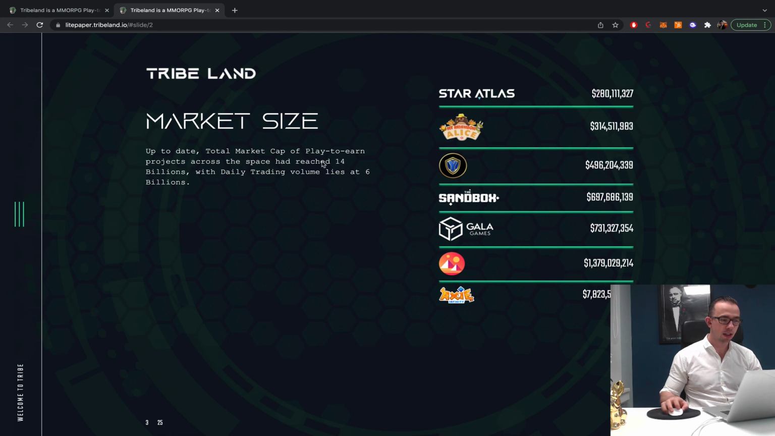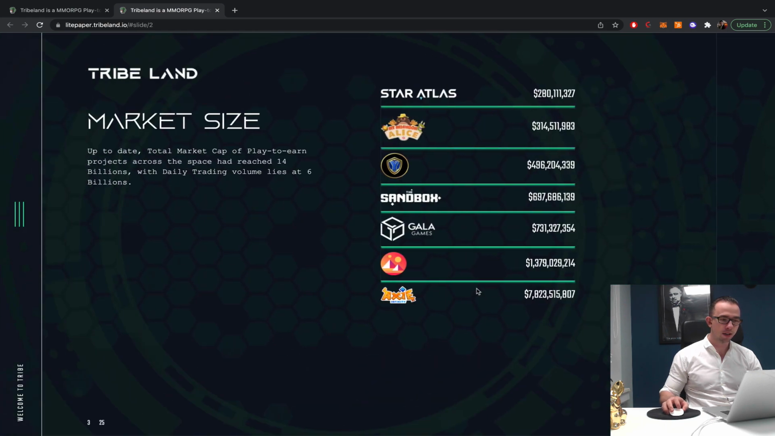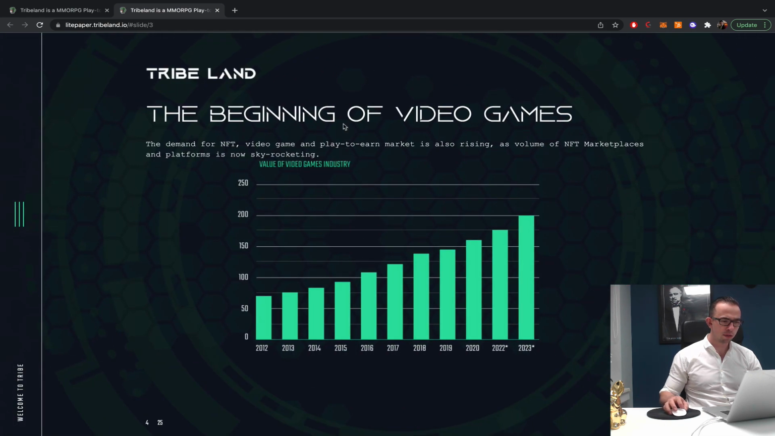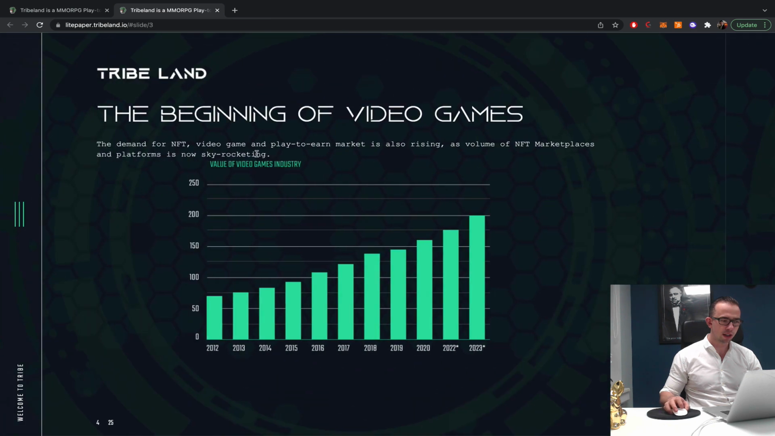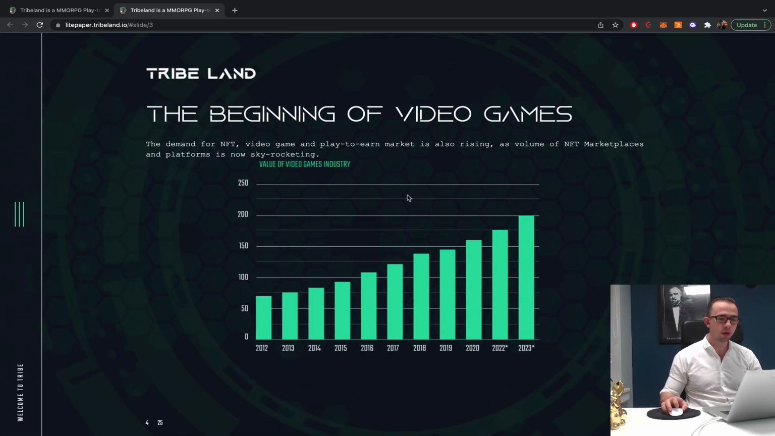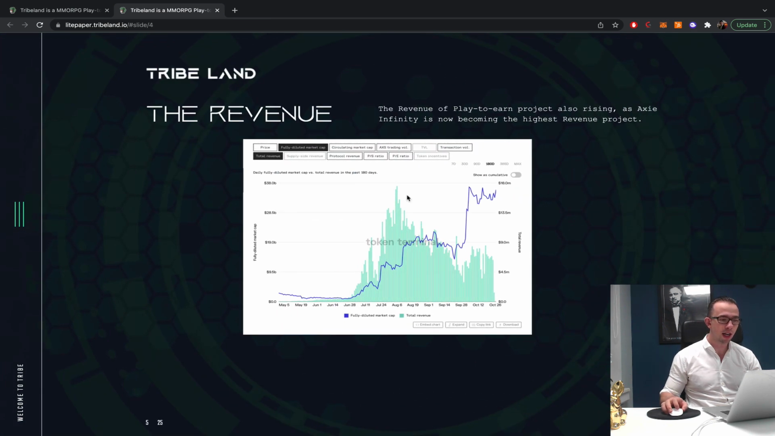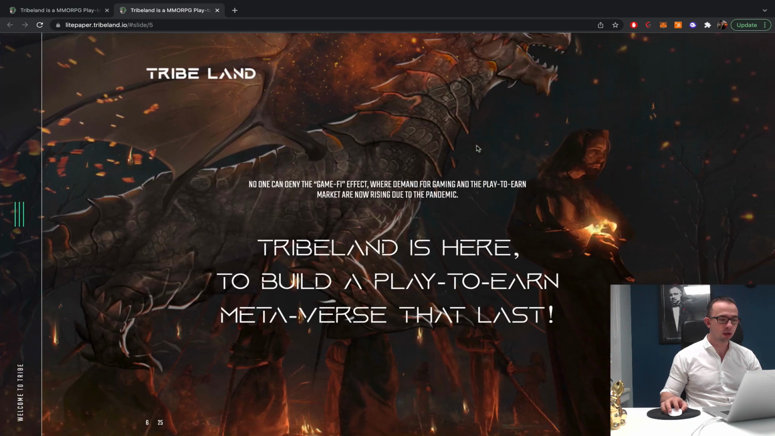Market size. All right, so they go over Gala, Sandbox, they got Star Atlas there, Axie. So that's all good. The beginning of video games. We don't need to discuss that because we know that, right? We review so many products. We know the potential is there. The revenue of Play to Earn is rising. Axie Infinity has now become the highest revenue project. We know this. Man, the artwork is great already.